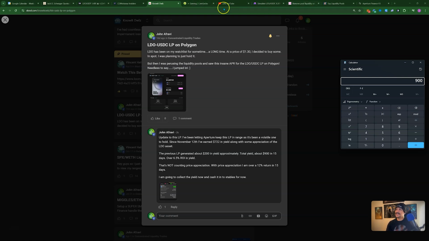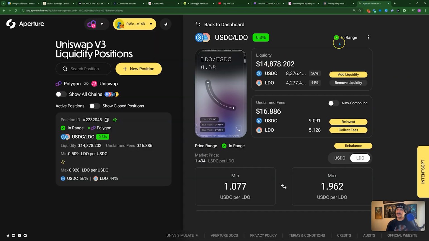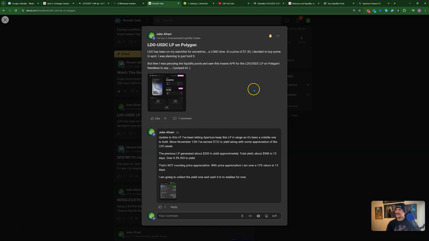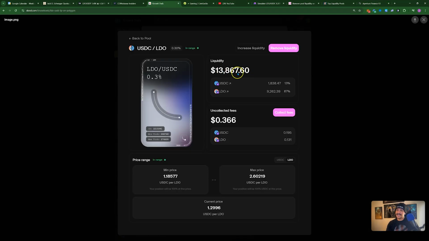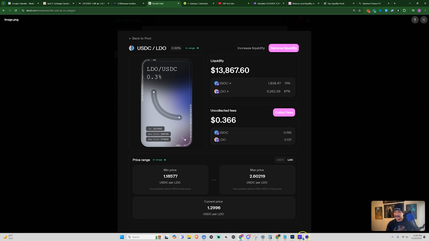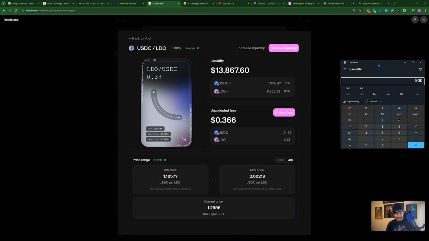So that's 900 plus, what is the gain? Right now it's worth 14,900, right? And I started this liquidity pool at 13,800. So we'll just say it gained about $1,000, right? So where's that calculator? Plus, I'll just do 900, just to keep it simple, divided by 13,800. That's a 13% return with yield and the price appreciation of LDO. That gave me a 13% return over the course of 16 days.